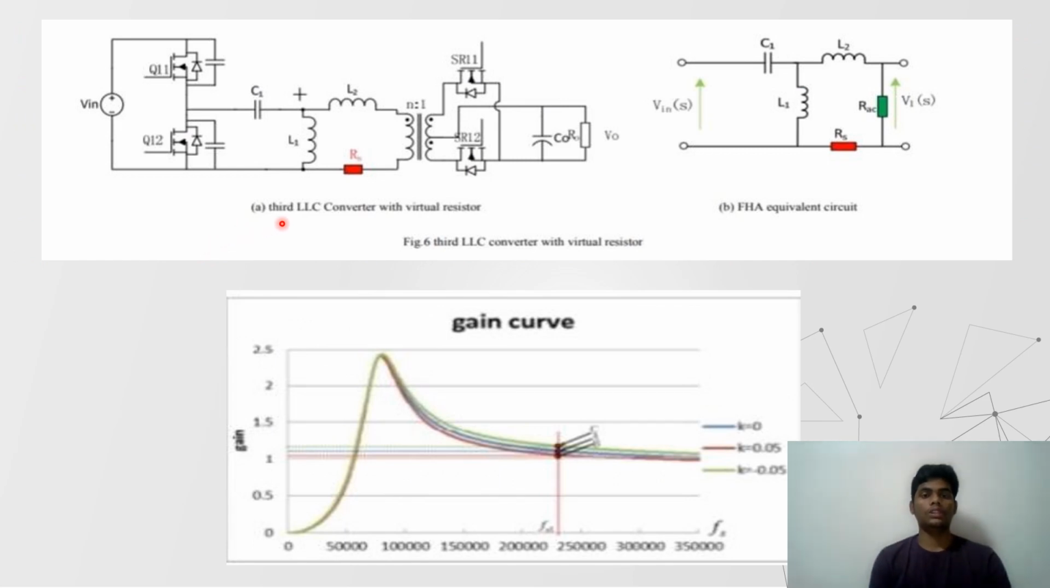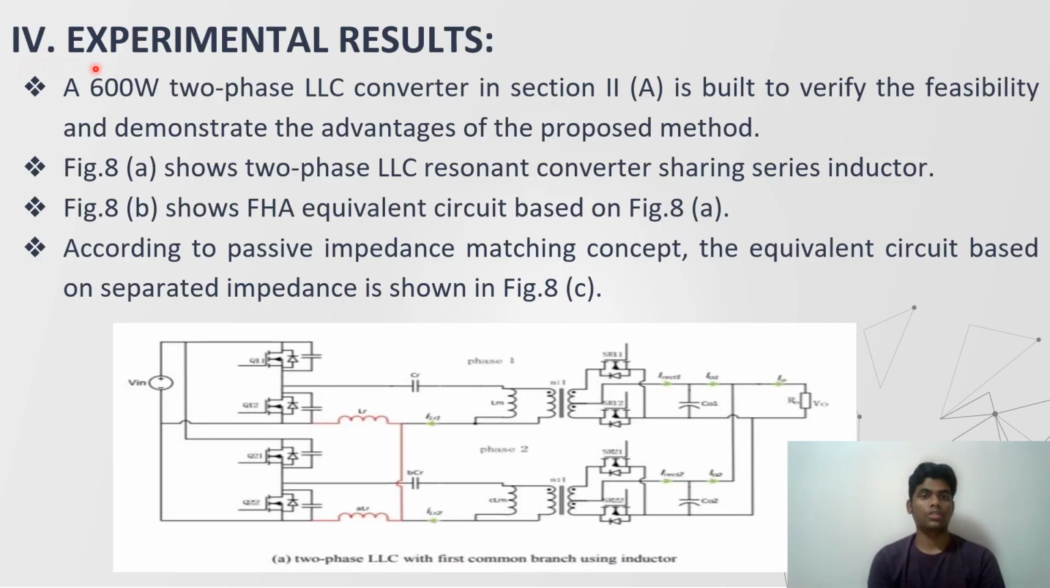Figure A shows the third LLC converter with the virtual resistor. Figure B shows the FHA equivalent circuit. This is the gain graph for the C application. Fourth one, experimental results. A 600 watt two-phase LLC converter in section 2 is built to verify the feasibility and demonstrate the advantages of the proposed method.